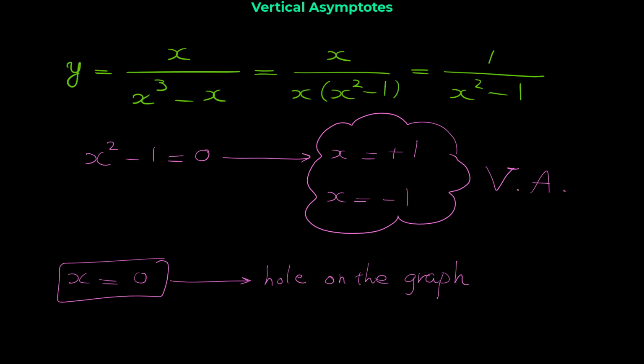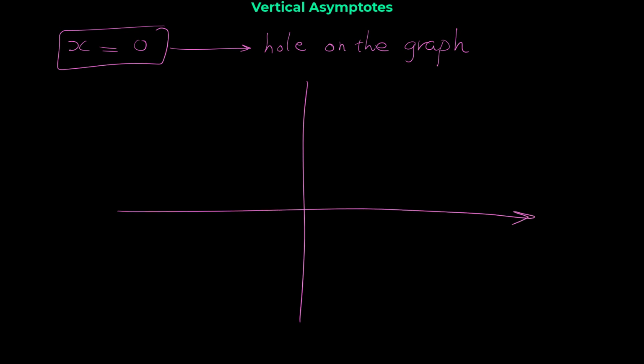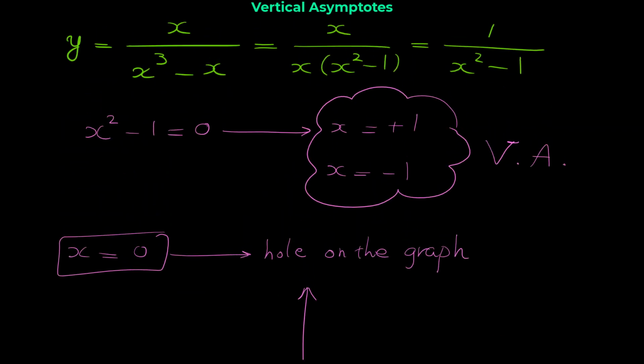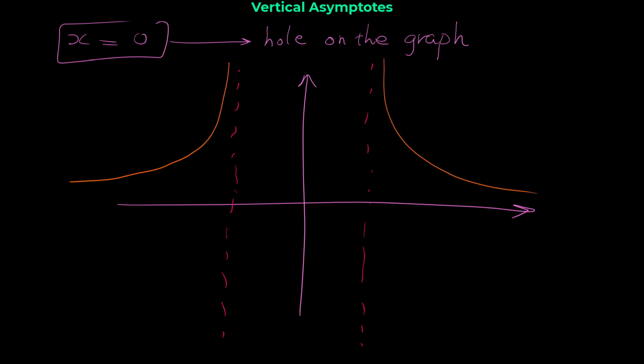If we graph this function, you don't need to know the graphs, so don't worry about that. But I'm graphing to get an understanding about the function and the vertical asymptote. Vertical asymptotes are 1 and negative 1. We have one vertical asymptote here at negative 1 and one vertical asymptote here at 1. And the graph of that function is something like this. But at 0 we have a hole. Attention, here we have a hole on the graph of the function. This is the graph of that function.